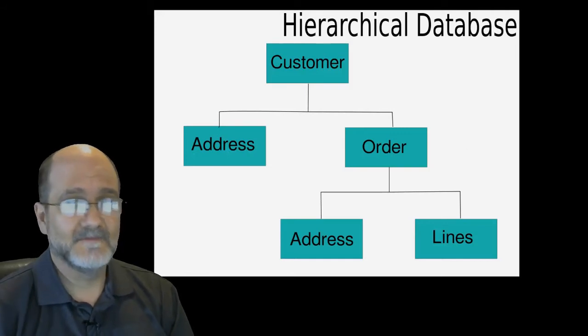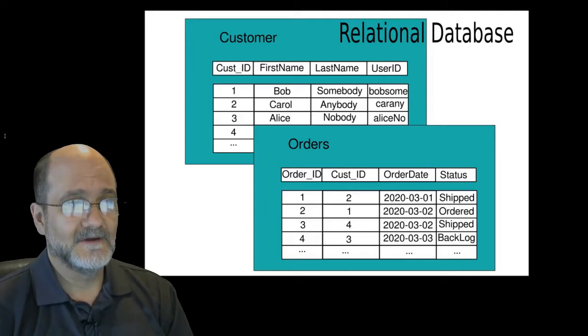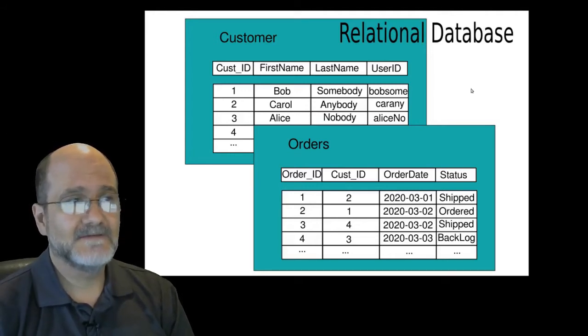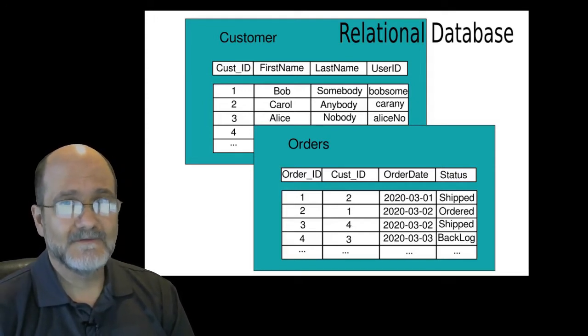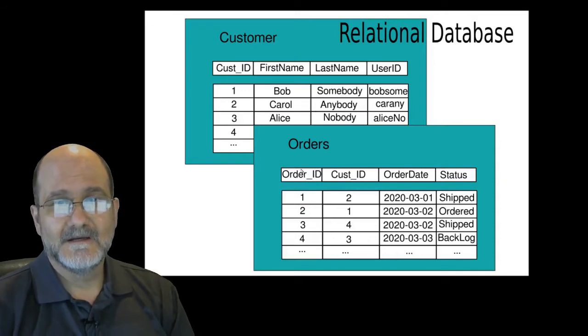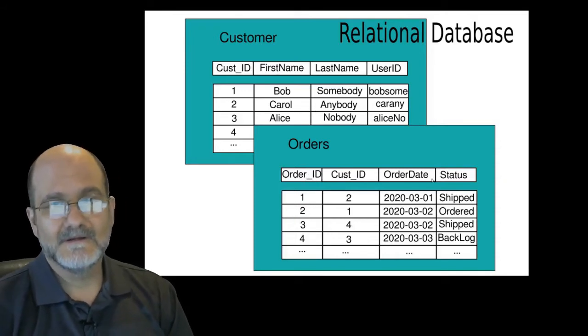Then along came the concept of a relational database. A relational database came about from an idea in 1970 by E.F. Codd, from IBM. The idea is a collection of related tables, and the tables are made up of rows, like records in a file, but you have columns.